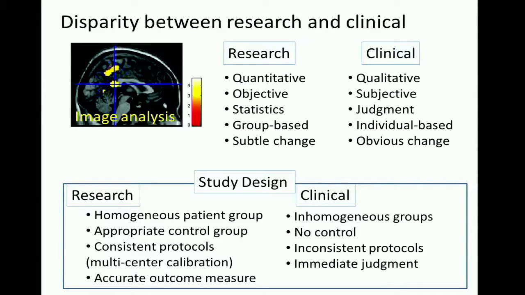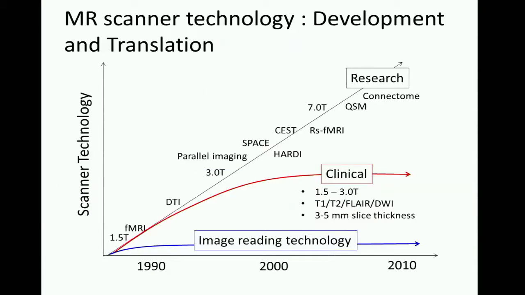In research, we always need a good control group. In clinical, we cannot say, bring in an age-matched control. Consistent protocol is very important to increase the precision of the measurement, but again, doctors cannot say, I have been trained with Siemens so that I cannot read Philips. So this study design in clinical is something like we have been taught not to do.